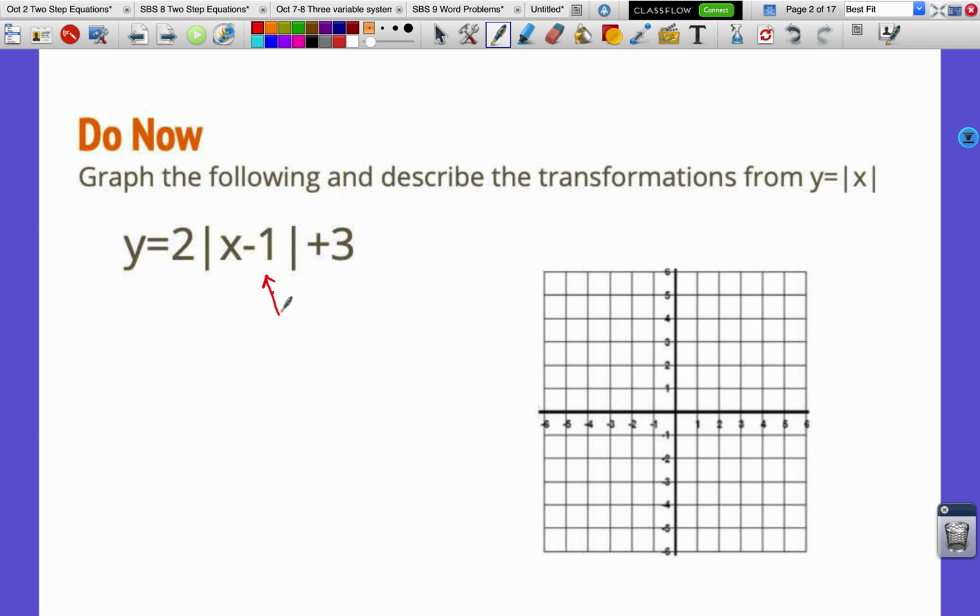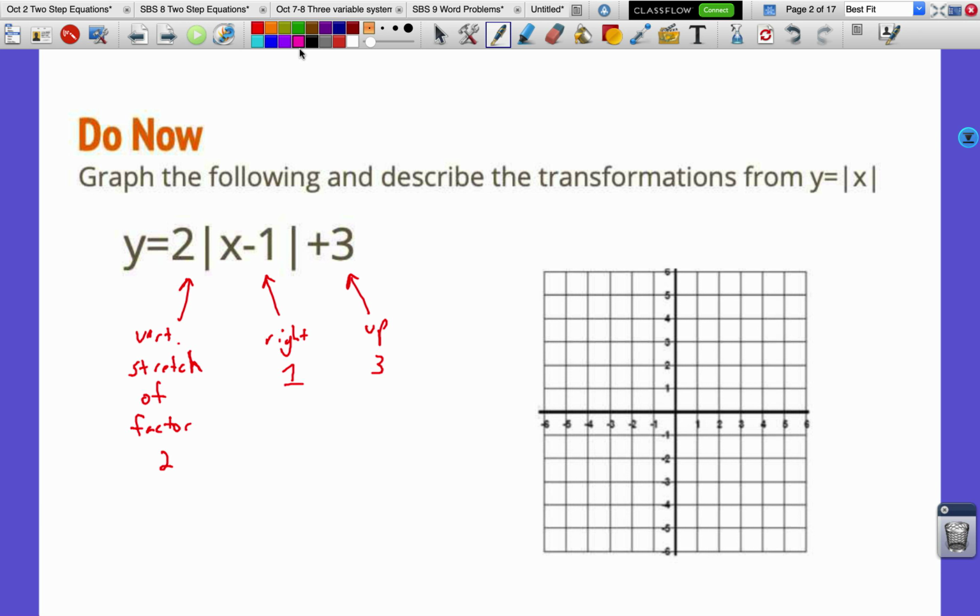This -1 here is going to move us to the right 1. This +3 here is going to move us up 3. And this 2 here is going to cause a vertical stretch of factor 2. I'll write that out, of factor 2.